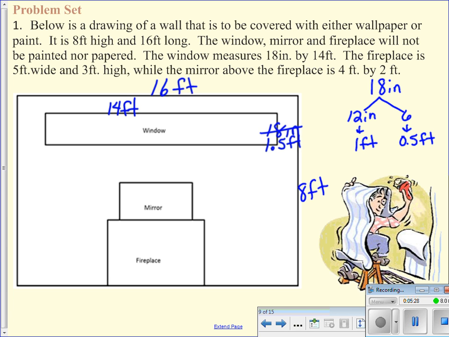All right, so the fireplace is 5 feet wide and 3 feet high. The mirror is 4 feet wide by 2 feet high. Okay, those all seem reasonable. So now we're ready to continue. Any questions on how I converted the inches to feet or how we labeled the diagram?